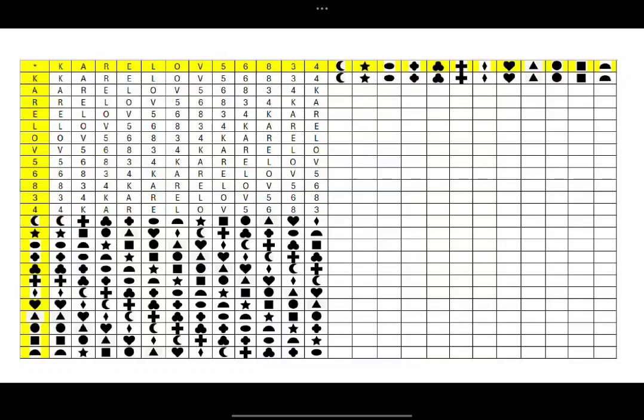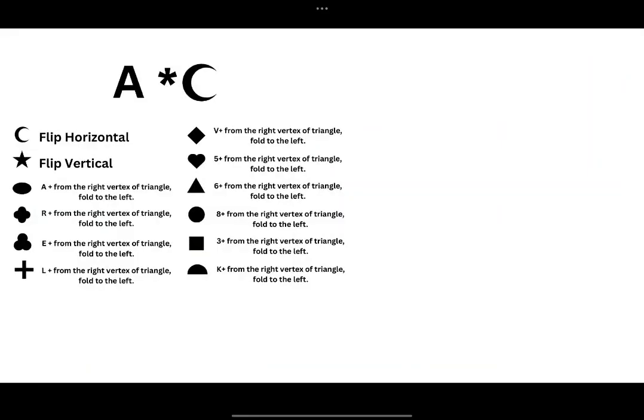Next, we have to do the other movement. A star C is the next move, so we have to flip horizontally. Let's watch how to do it.